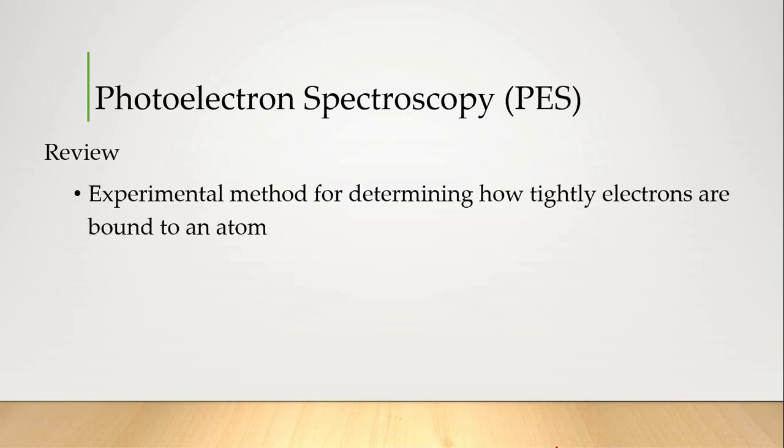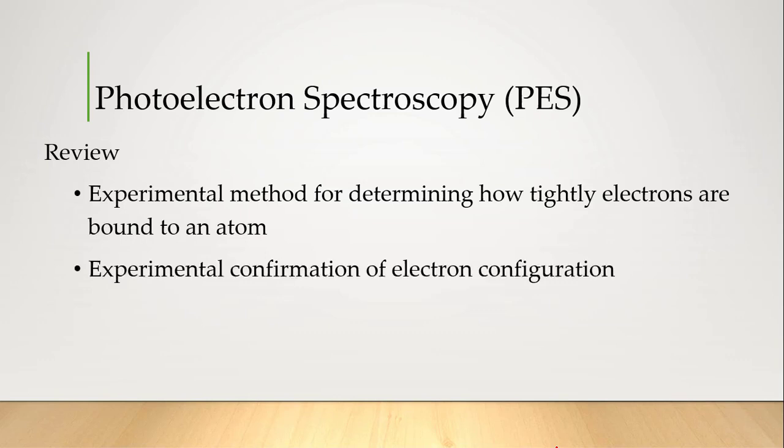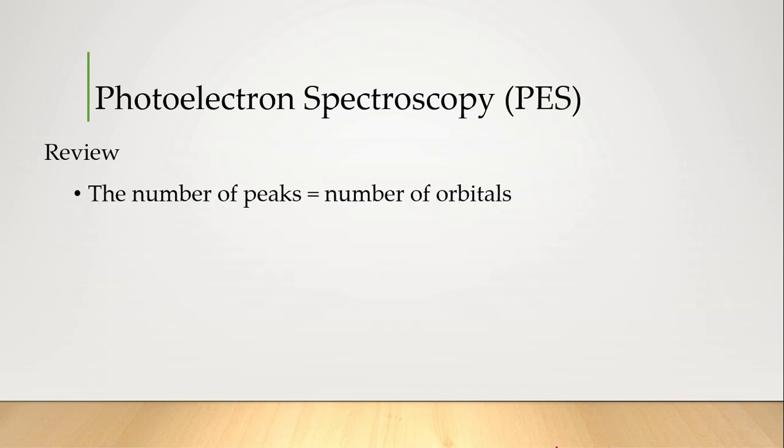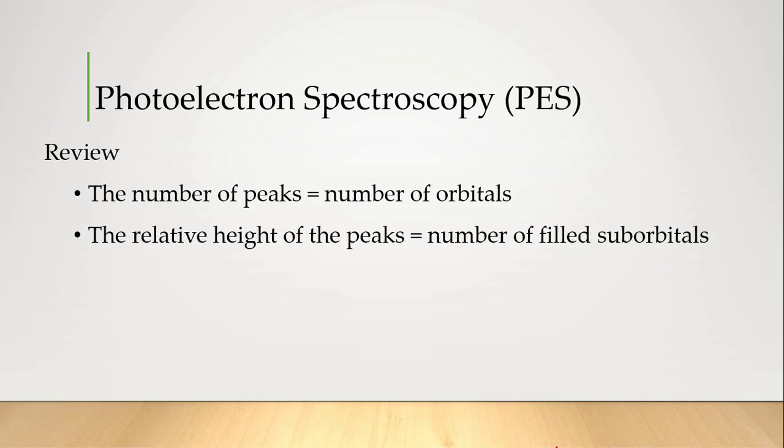So, to review, PES is an experimental method for determining how tightly electrons are bound to the atom. This confirms, basically, the idea of electron configuration. The closer to the nucleus, the tighter the electron is bound, and I will explain that in the next couple of lectures. And this can all be put into graph form, so it's essential that you be able to interpret the graph. The number of peaks equals the number of orbitals. The relative height of the peaks gives you the number of filled suborbitals, and the peaks will appear in the order of the mnemonic.